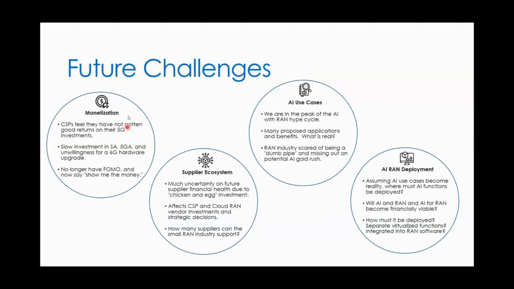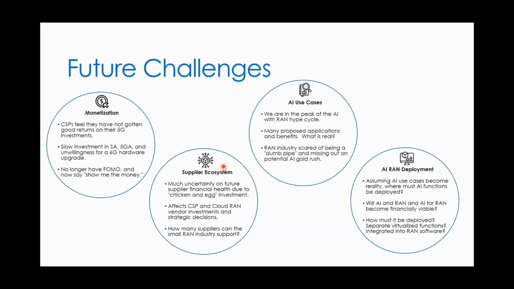So that's a big thing, and especially coming with AI again as well. What is the money? Where does it come from? What are the financials? Then there's the supplier ecosystem. As Cloud RAN is becoming mainstream and O-RAN is becoming more mainstream, because of the chicken-and-egg investment, there's a lot of companies that are struggling financially.